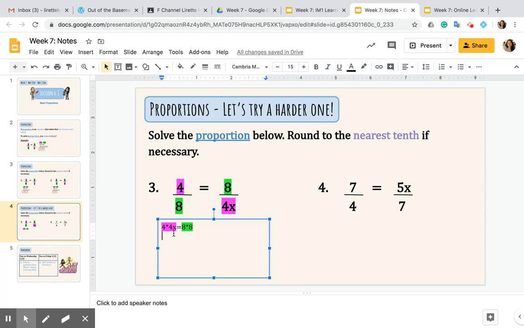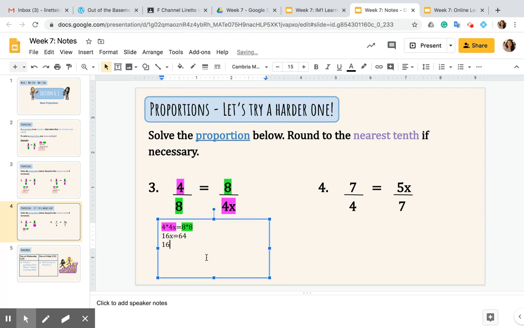So 4 times 4x, all I'm going to do is multiply those two 4's together. Now be careful, we're not adding here, we're multiplying. 4 times 4 gives us 16. So if in your head you got 8x, that's because you were adding the two numbers. We're not adding, we're multiplying here. And then 8 times 8 gives us 64.